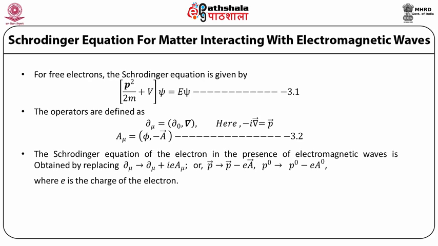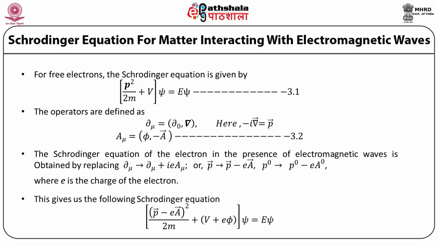The Schrödinger equation of the electron in the presence of the electromagnetic waves is obtained by replacing ∂μ by the covariant derivative, namely ∂μ plus i e Aμ, or p vector by p vector minus e A vector, and p naught by p naught minus e A naught, where e is the charge of the electron. This gives us the following Schrödinger equation: ((p vector minus e A) squared divided by 2m plus V plus e phi), the whole thing operating on psi, is equal to E psi.